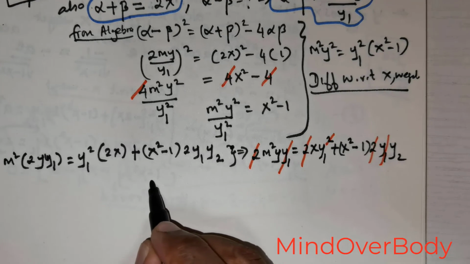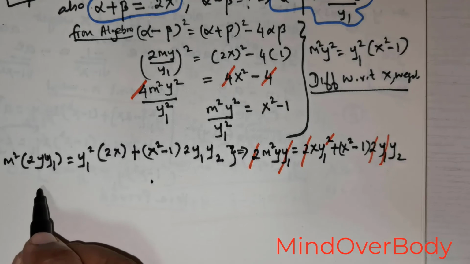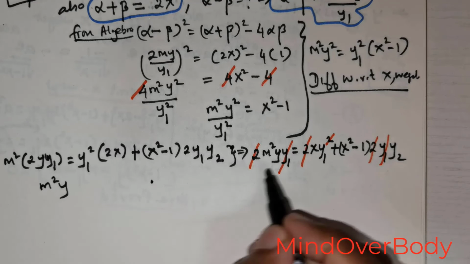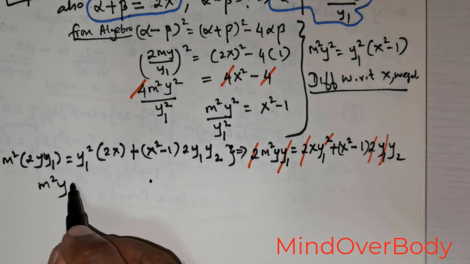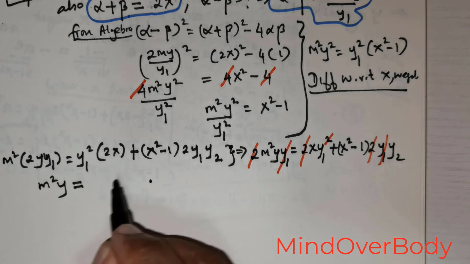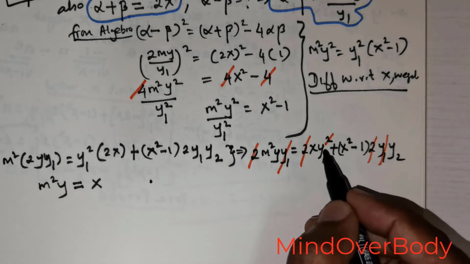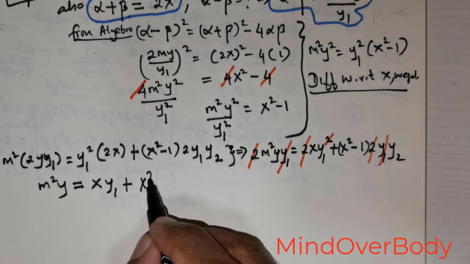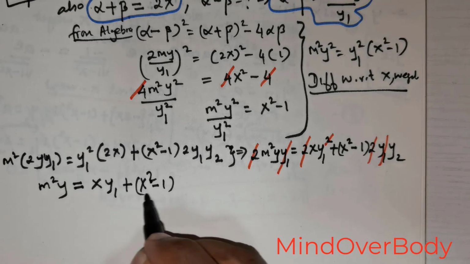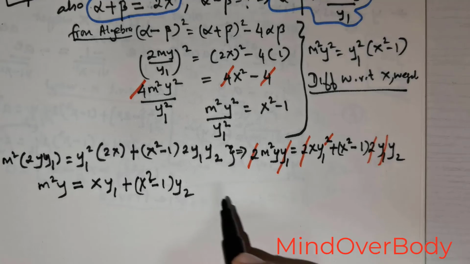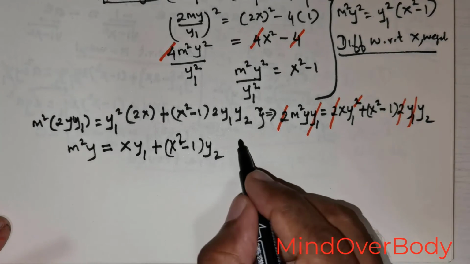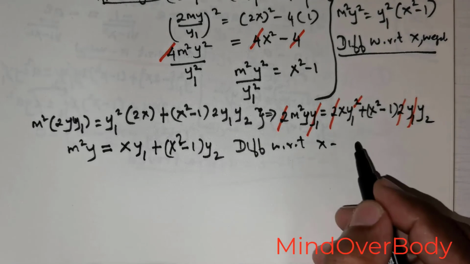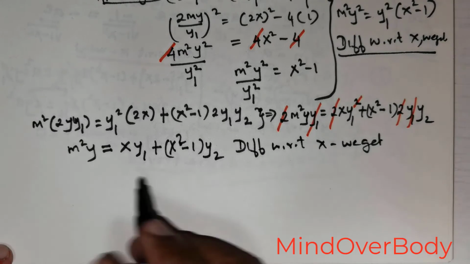So this is going to be m squared. Let me start from here. m squared and y, this y1 is already gone. So this is equal to x, I got a y1 there, and then x squared negative 1, and I have a y2 there. So now I will have to differentiate this again. So differentiating with respect to x, we get, so what do we get?